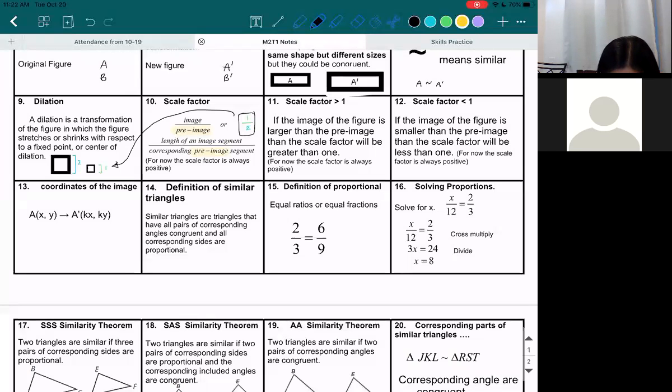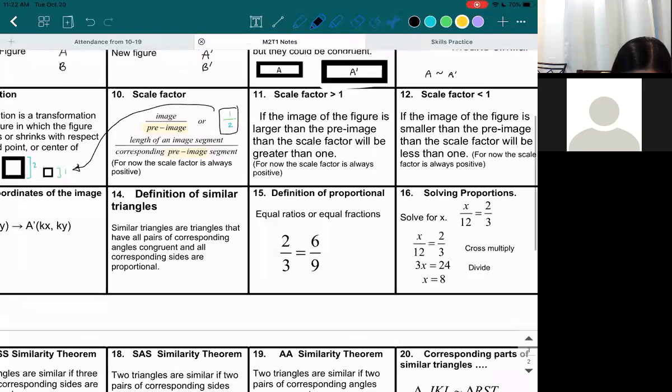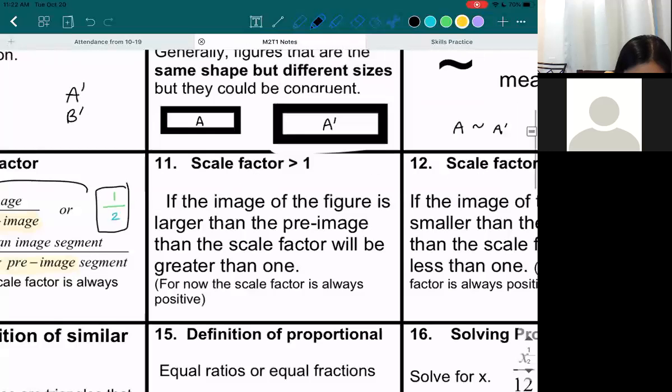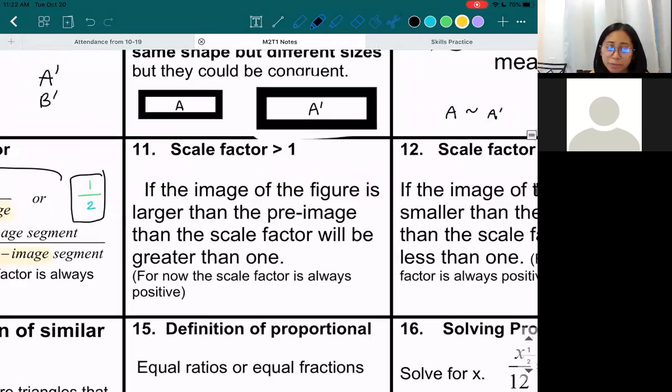All right, so let's take a look at box number 11. We have a scale factor that's greater than 1. So if the image of the figure is larger than the pre-image, then this is incorrect grammar.